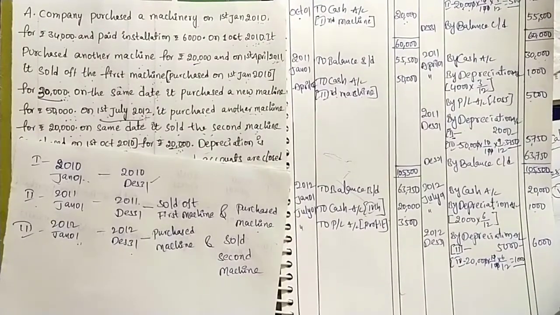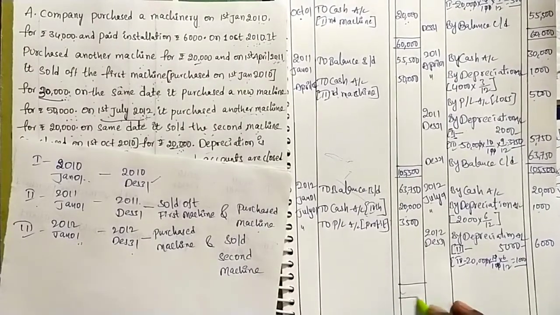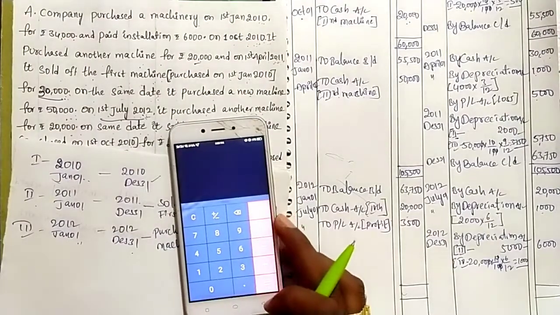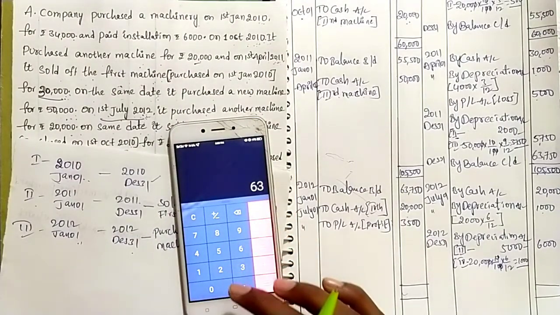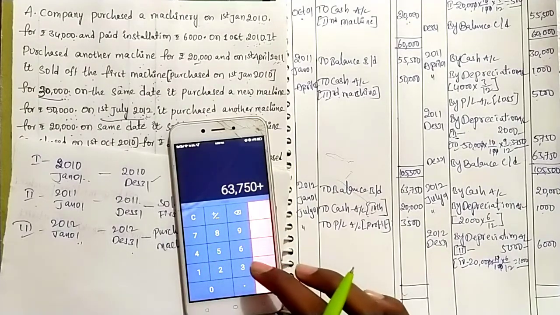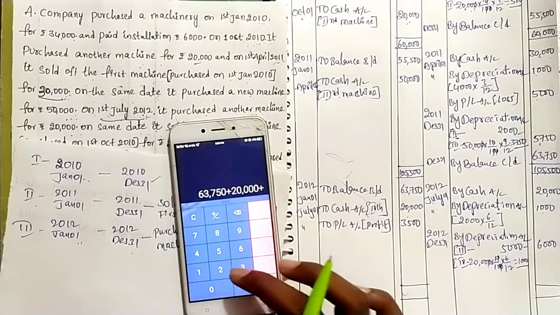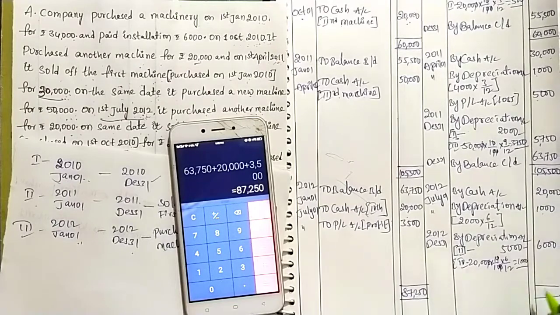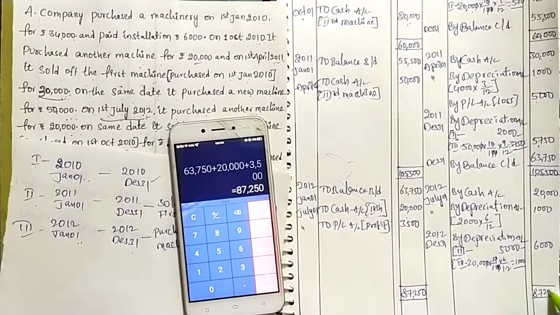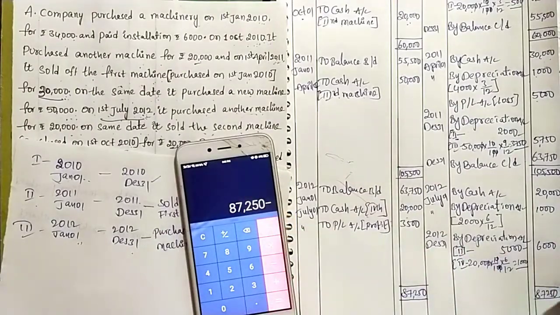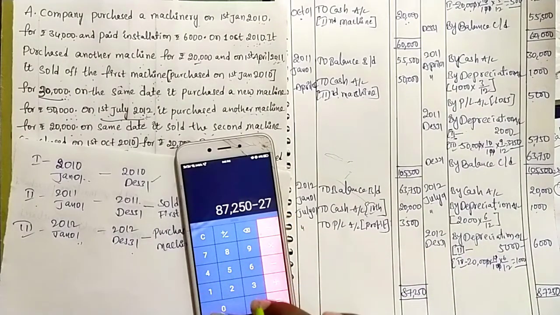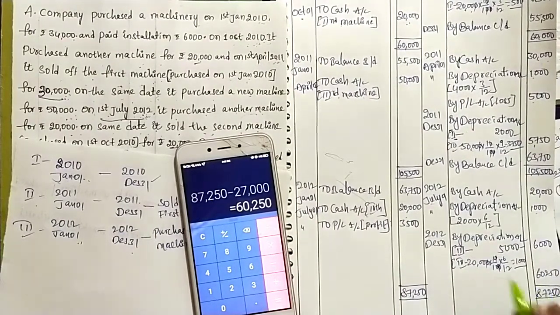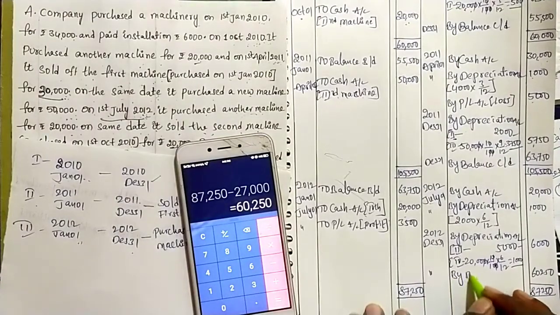Okay, that's it. Next, we have to total the debit side first. See this, 63,750 plus 20,000 plus 3,500 is 87,250. Next, same 87,250 minus 27,000 is 60,250. So this is the balance carried down.